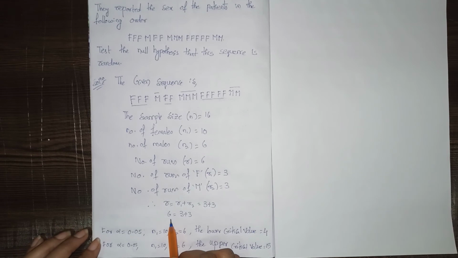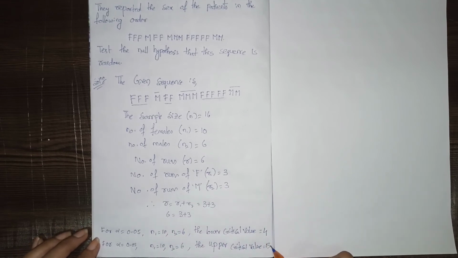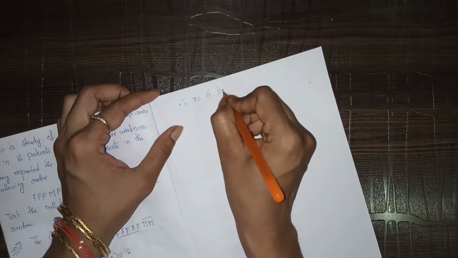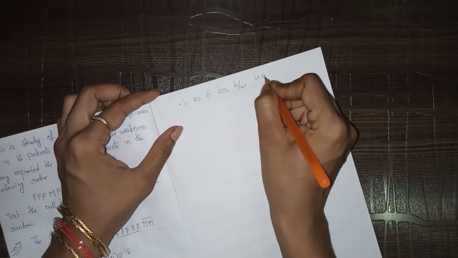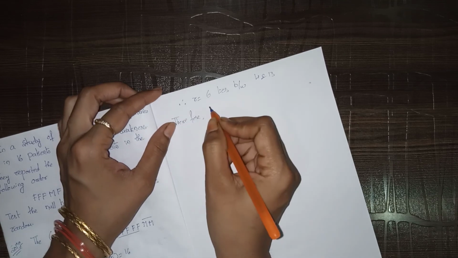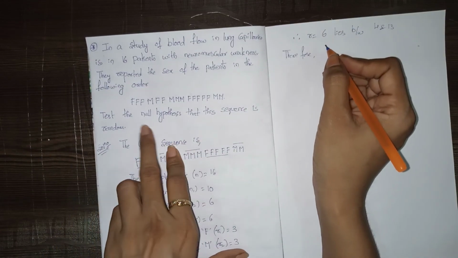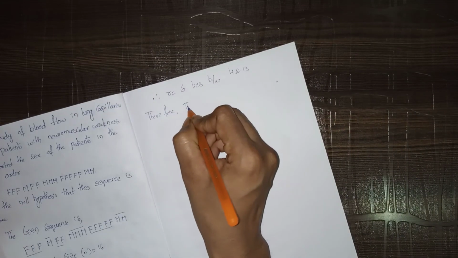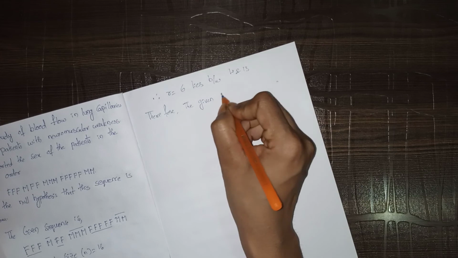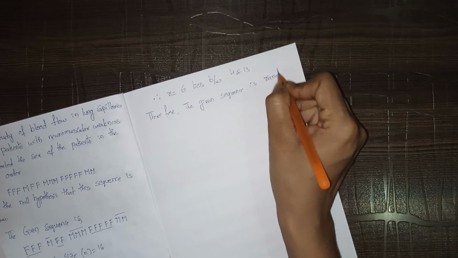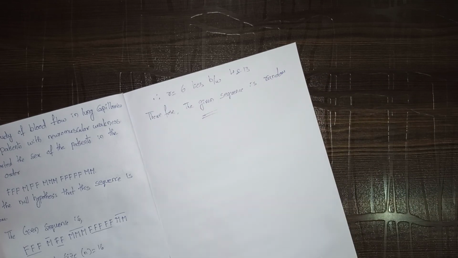So that means we have to see whether this R value lies between 4 and 13. Yes, the R value 6 lies between 4 and 13. So, therefore, R equals 6 lies between 4 and 13. Therefore, the given sequence is random. Like that we have to write.